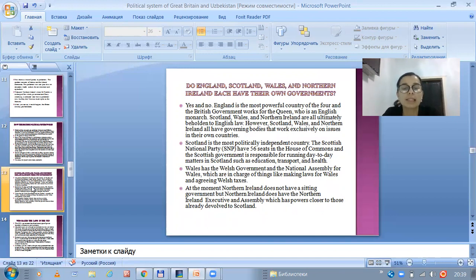Scotland is the most politically independent country. The Scottish National Party, SNP, had 56 seats in the House of Commons, and the Scottish government is responsible for running day-to-day matters in Scotland, such as education, transport, and health. Wales has the Welsh government and the National Assembly for Wales, which are in charge of things like making laws for railways and agreeing Welsh taxes. At the moment, Northern Ireland doesn't have a sitting government, but Northern Ireland does have the Northern Ireland Executive and Assembly, which has powers closer to those already devolved to Scotland.